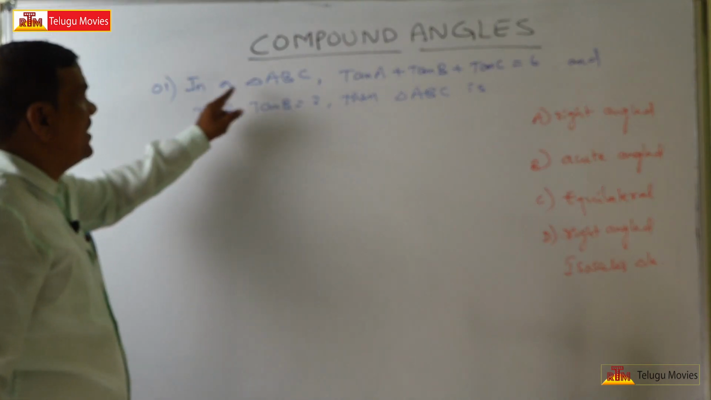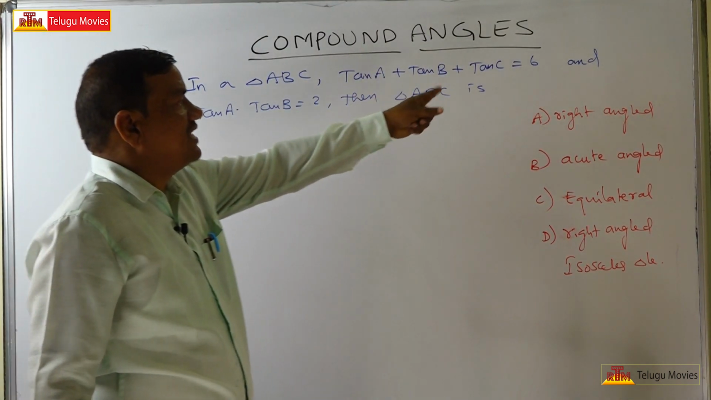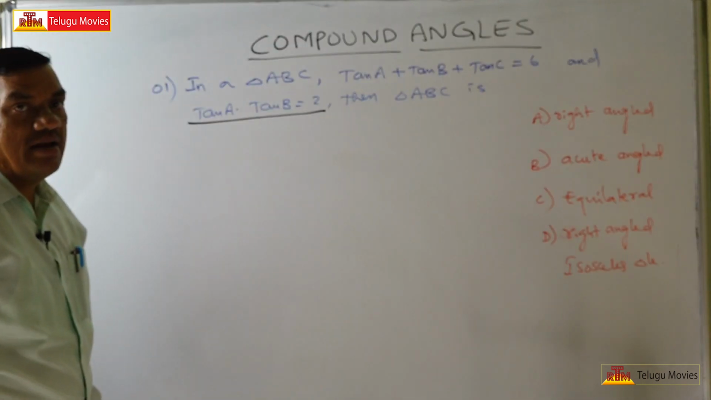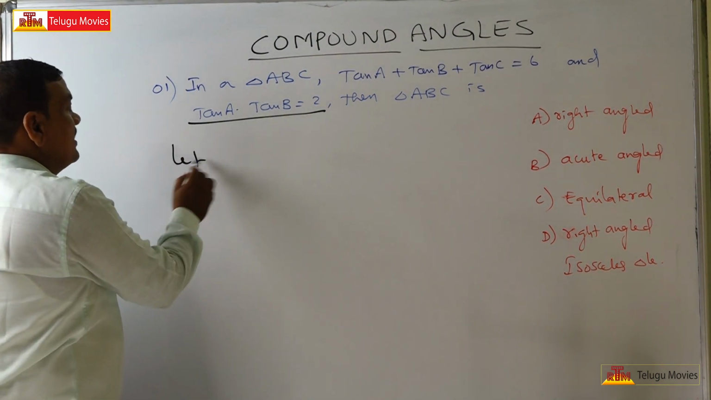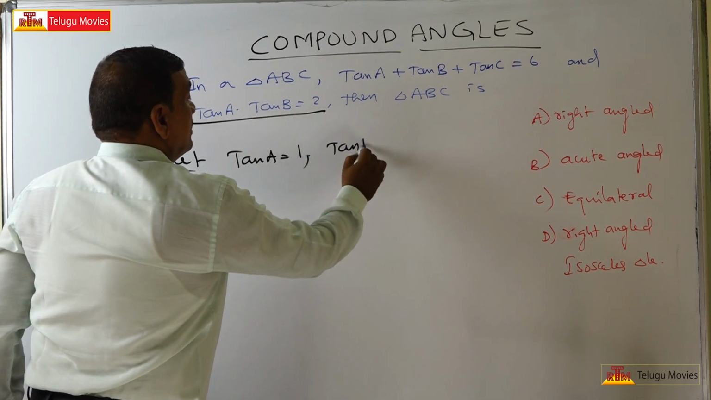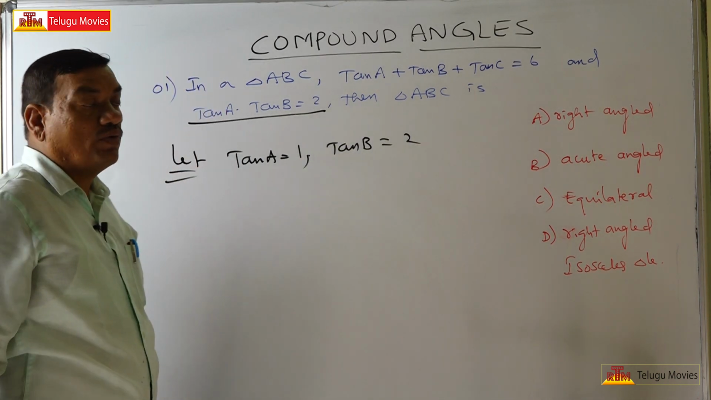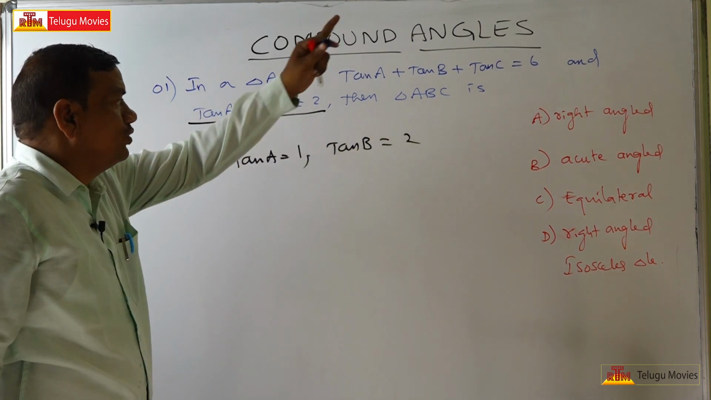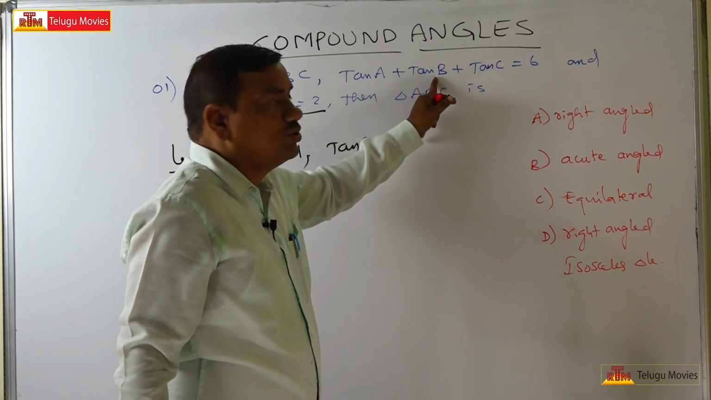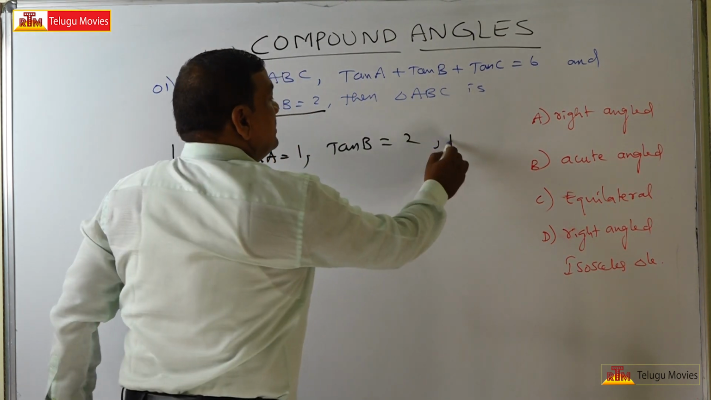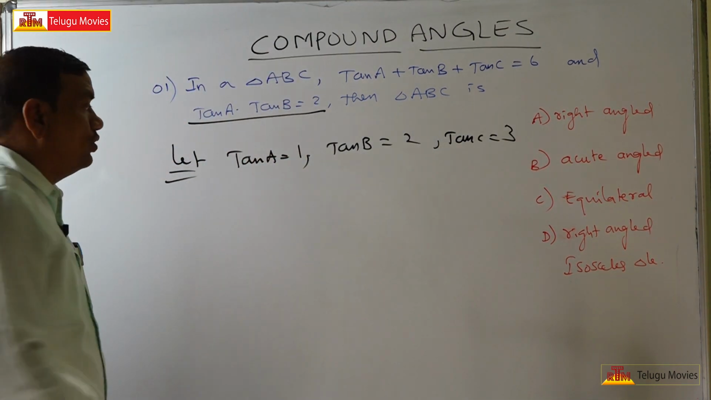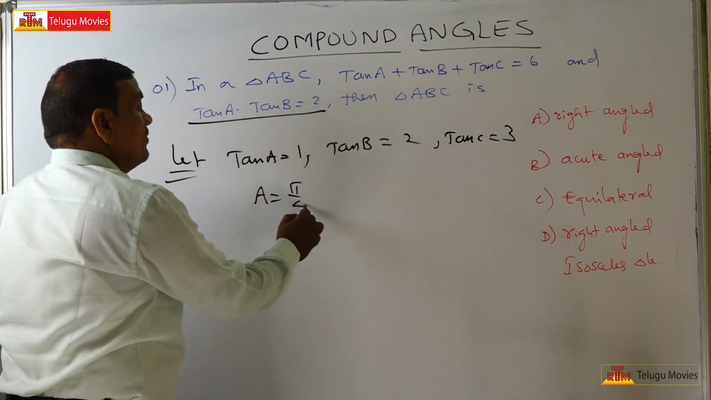Now in a triangle ABC, tan A plus tan B plus tan C is equal to 6 is given, and one more thing is given: tan A into tan B is equal to 2. So let us take tan A is equal to 1 and tan B is equal to 2, as 1 into 2 is equal to 2. Then 1 plus 2 is 3, so definitely tan C value should be 3. If tan A is equal to 1, A is equal to pi by 4.